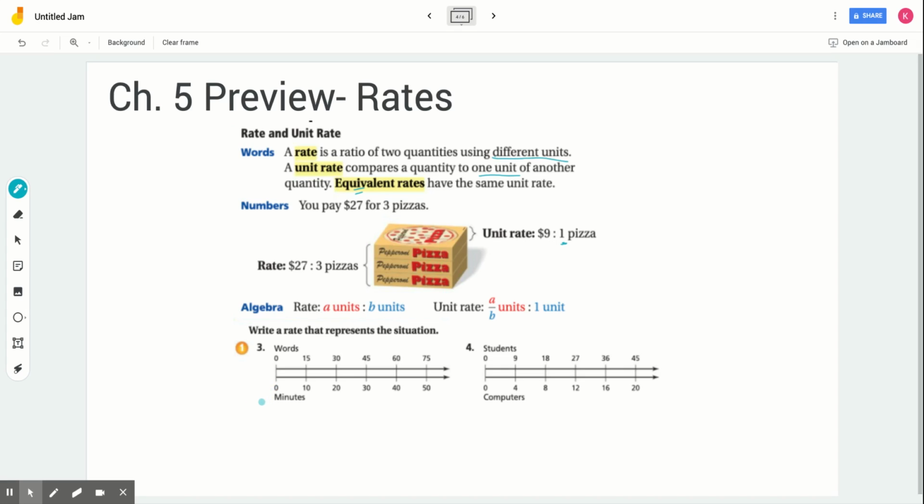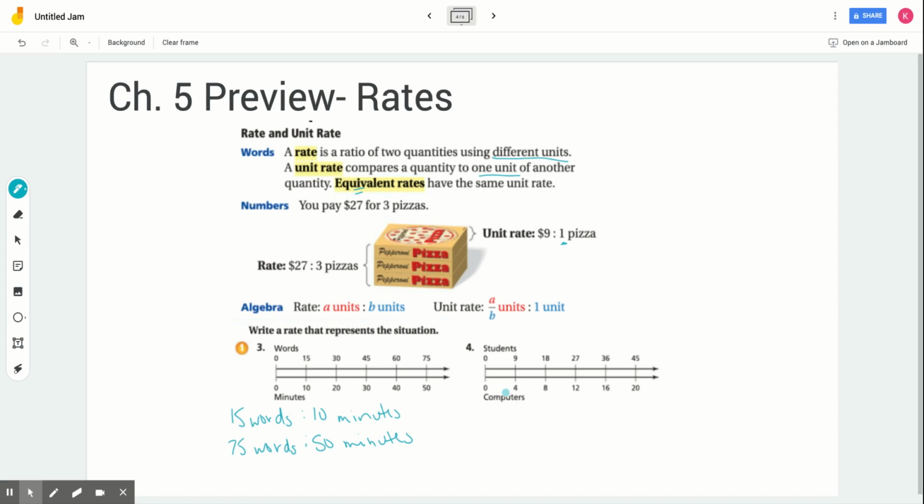Let's take a look at numbers 3 and 4 down here. It says write a rate that represents the situation. So we can use this to help us identify one. Any points on these double number lines that are vertical with each other are going to be equivalent rates. So we could say 15 words to 10 minutes. Or someone else might say 75 words to 50 minutes. Those are both rates that would represent this situation.